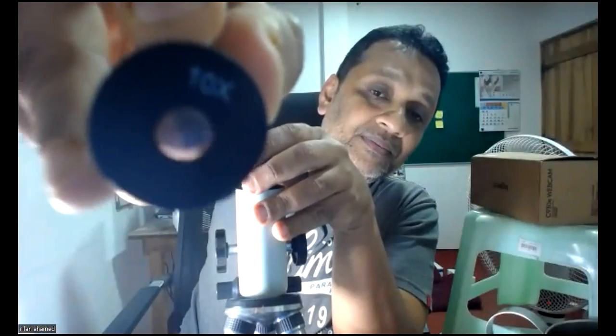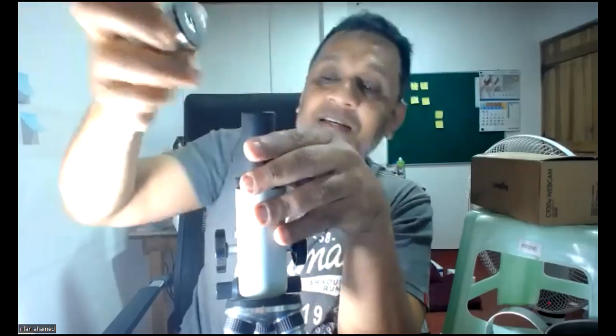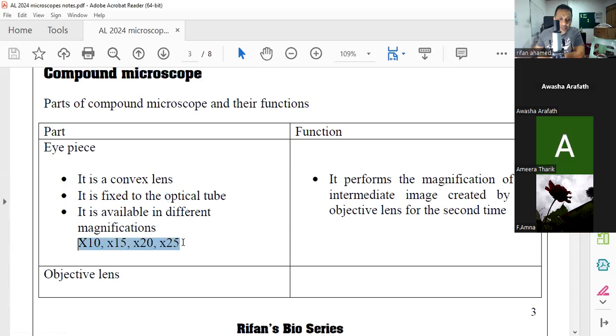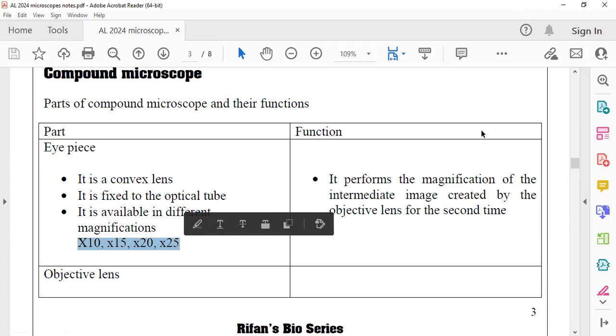In the eyepiece, look at this eyepiece. What is the number marked? 10x. That means it can do a magnification of how much? 10 times. Different eyepieces are there. Some eyepiece would be written 15x, some 20x. That's why I have mentioned like this. What are the possible magnifications for the eyepiece? 10, 15, 20, and 25.